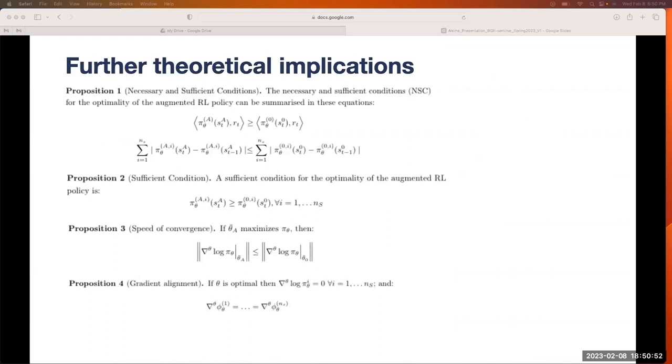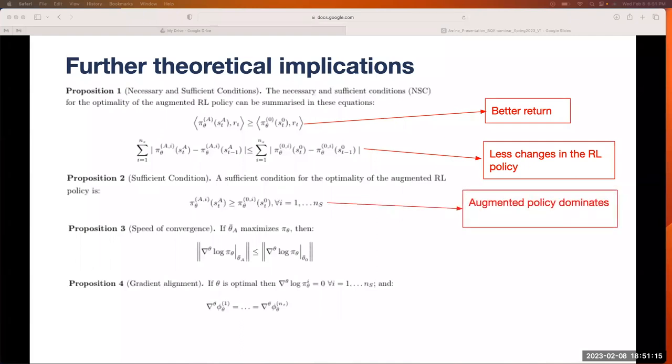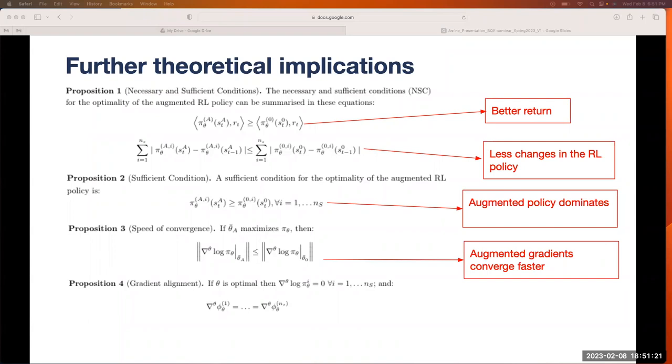Now that we have these two theorems, we proved four propositions. So these propositions say that the augmentations lead to better returns, one, and fewer changes in the portfolio weights, two, which is beneficial for the transaction costs. It also shows that the augmented policy dominates the non-augmented one, and the augmented gradients converge faster, which is very sample efficient. And finally, around the optimality, the change in the feature extraction, phi, is uniform, which gives us a sensitivity measure about the features and local convergence to optimality.